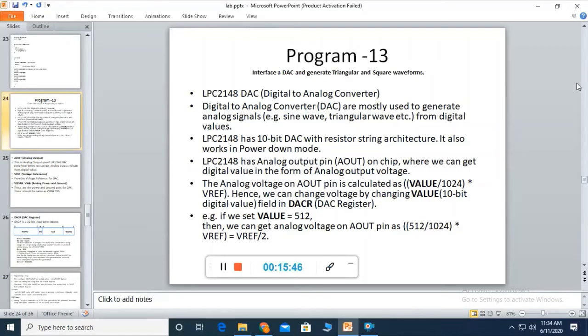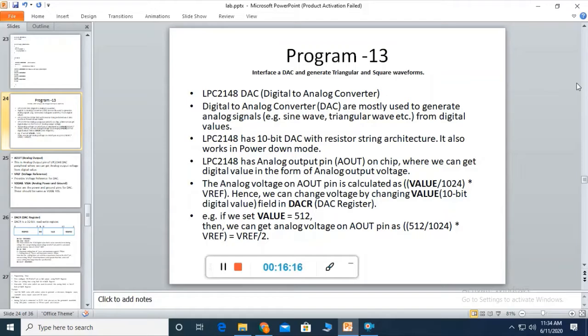DAC is an interface which is used to interface your ARM so that it converts a digital input to analog output. So you are already aware of what a DAC is. DAC is a digital to analog converter. You give a digital input, it converts it into an analog output. So you can use your DAC converter to generate a square wave, sine wave, triangular wave, and so on.